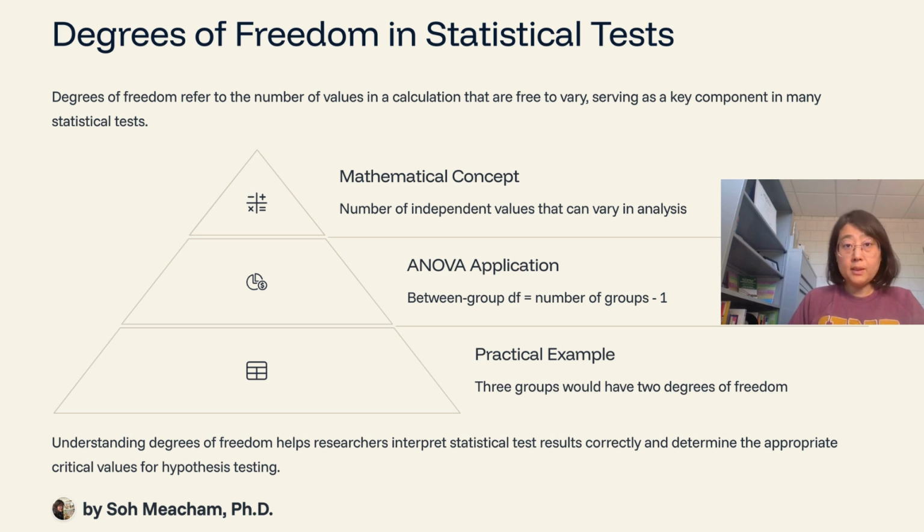Now let's discuss the concept of degrees of freedom, which is a key component in many statistical tests. Degrees of freedom refer to the number of values in a calculation that are free to vary. In the context of ANOVA, the degrees of freedom for between group variation are calculated based on the number of groups being compared. For example, if we have three groups, the degrees of freedom for between group variation would be 2.